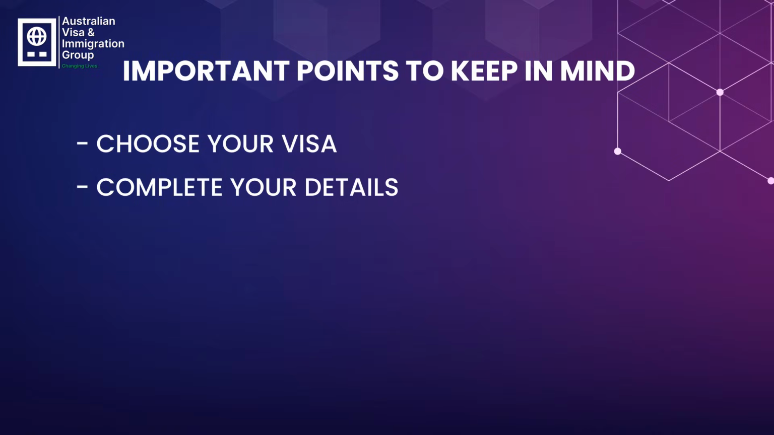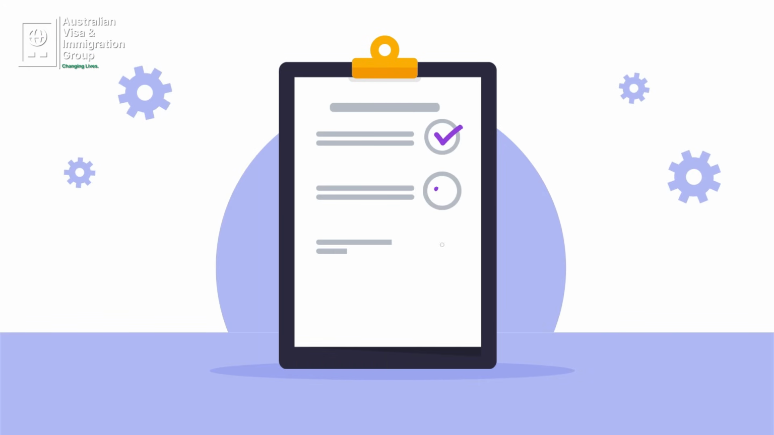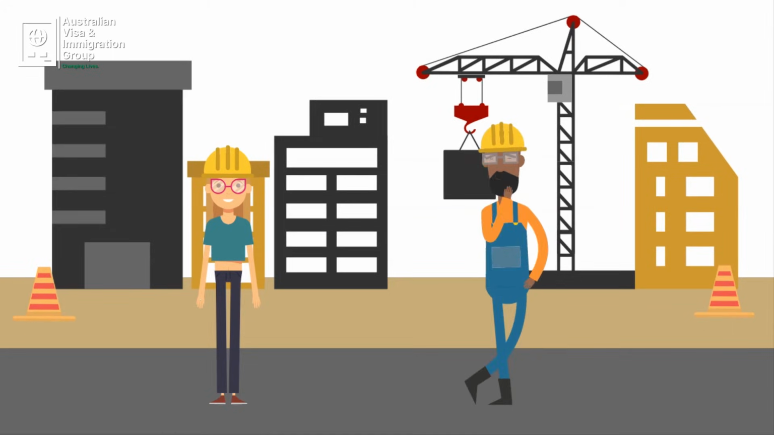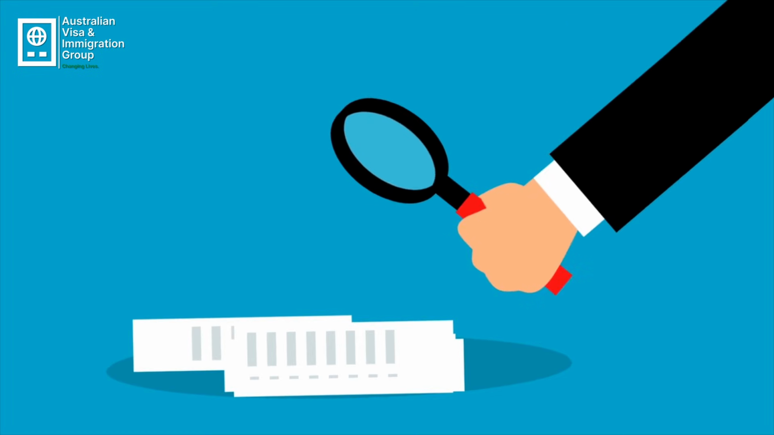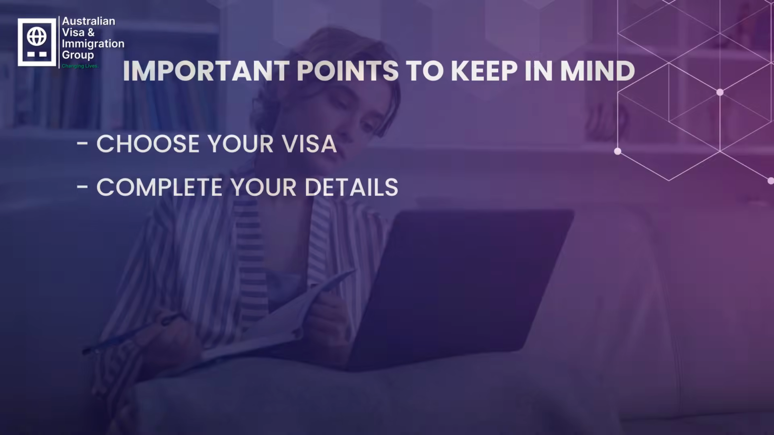Complete your details. Fill out information about your skills, work experience, and earnings. Some occupations may have additional requirements or specific conditions. Ensure you read and understand any additional information related to your nominated occupation before submitting your ROI. This will help you provide accurate details and avoid delays. Proofread carefully for any errors. Make sure to provide accurate and up-to-date information.